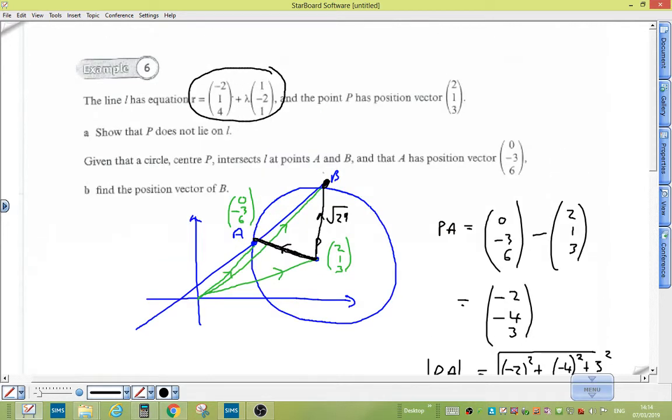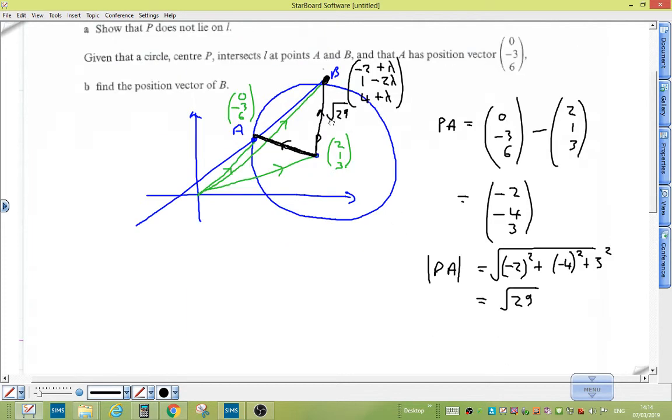Okay, so I'm going to write that as a general point. That as a general point would be minus 2 plus lambda, 1 minus 2 lambda, and 4 plus lambda. And we've got to now find the length from here to here.